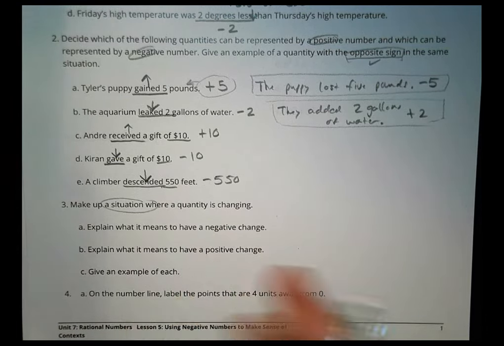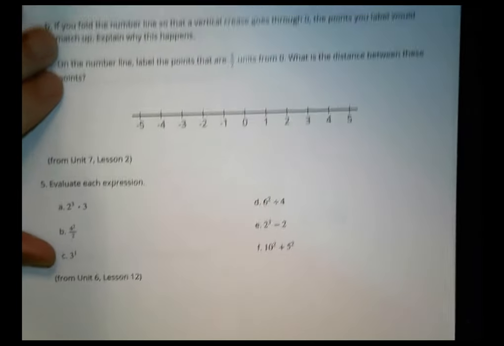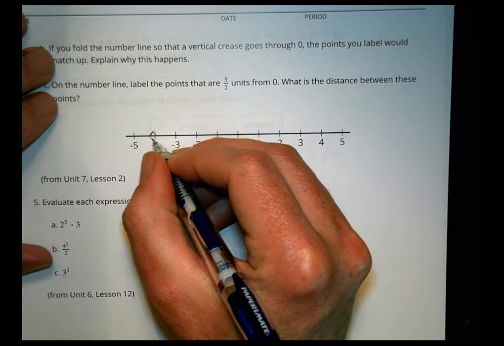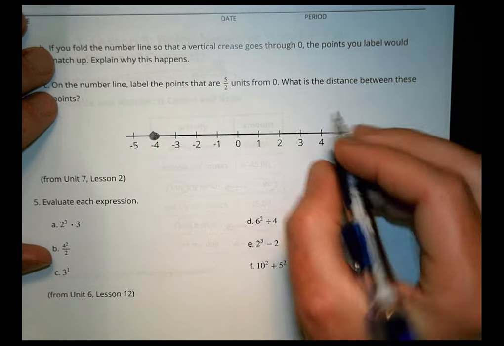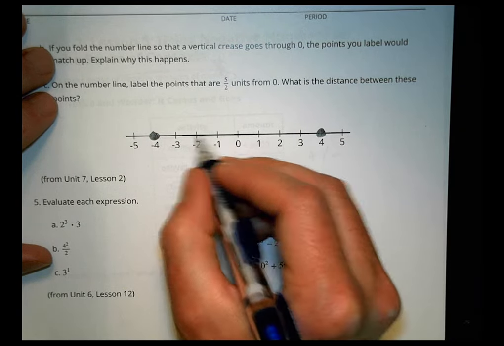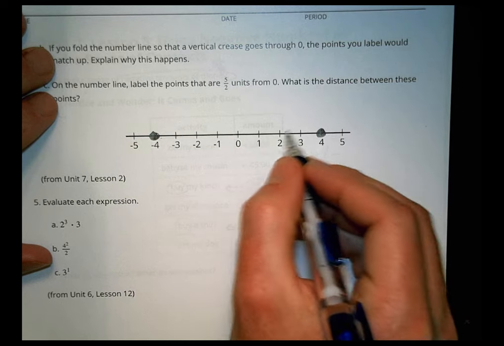Okay, on a number line, label the points that are 4 units away from 0. Okay, so 4 units away from 0. We're going to look at our next page because that's where things are at, the number line here. So the points that are 4 units away from 0 are going to be at -4 and +4. They're 4 units away, right? 1, 2, 3, 4. 1, 2, 3, 4.